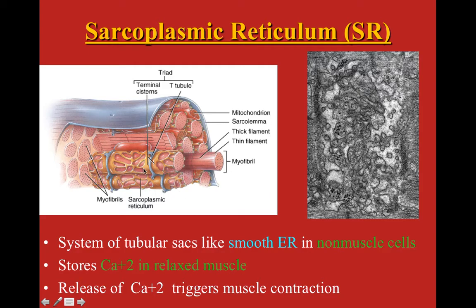If we were to break this down a little bit more, the sarcoplasmic reticulum is a system of tubular sacs a lot like the smooth endoplasmic reticulum in non-muscle cells. Okay. It stores your calcium ion in relaxed muscle, and it releases calcium ion that triggers muscle contraction. So here's another application of calcium and where calcium is applied in the human body. Not only do we need it for bones, but we need it for muscle contractions. Okay.